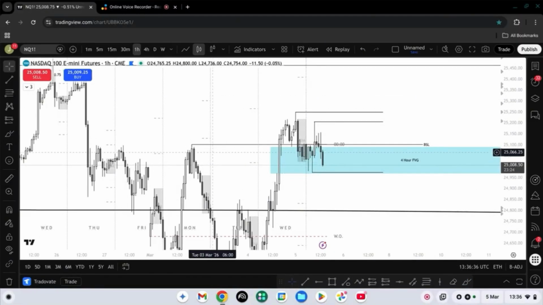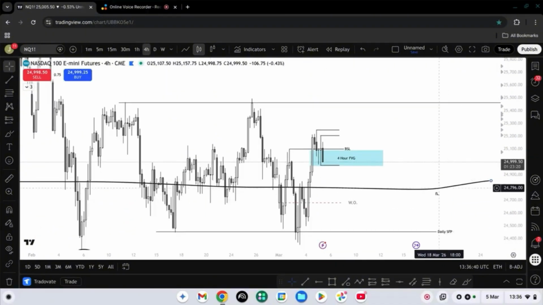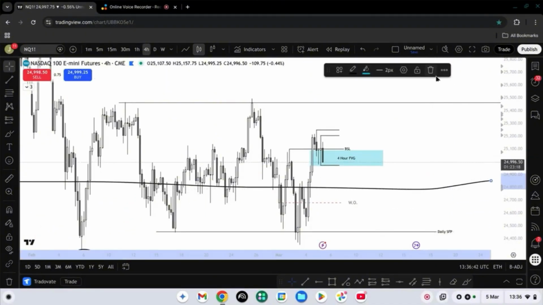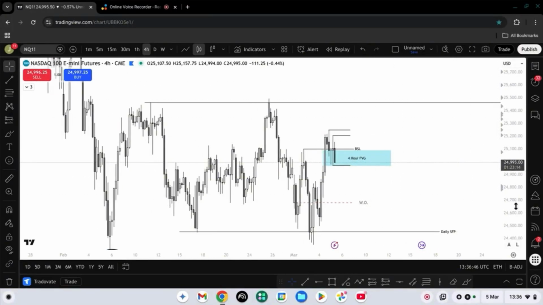I quite like this setup, and I actually do quite like this setup from a swing perspective. So hopefully we get something go our way today. But if not, then we'll move on and we'll try and get something else.